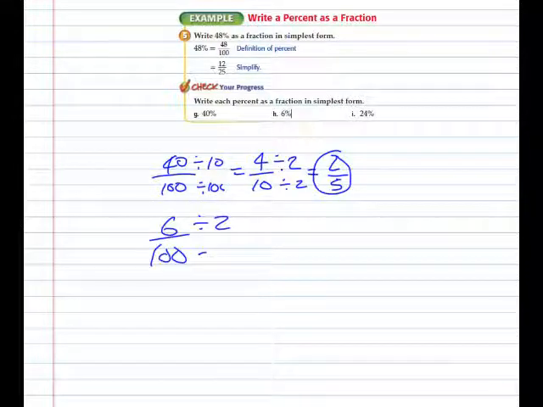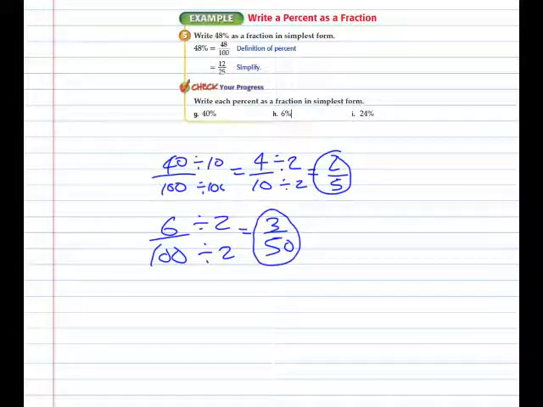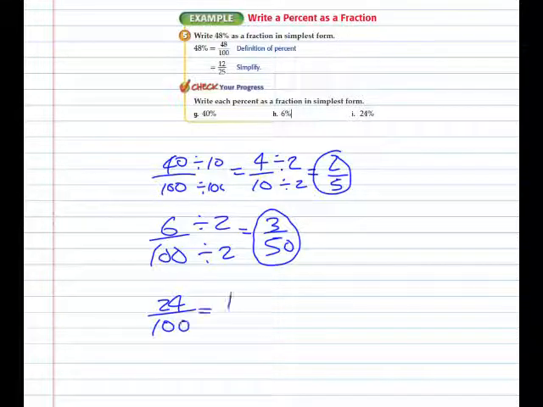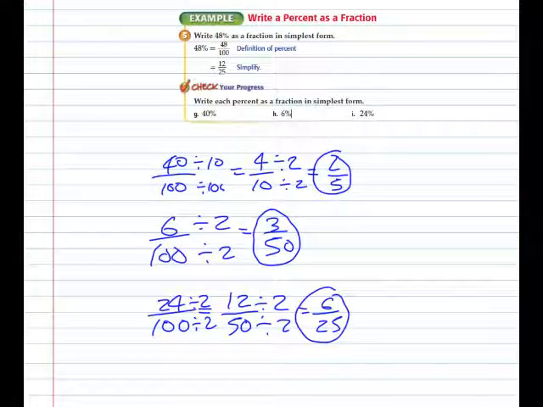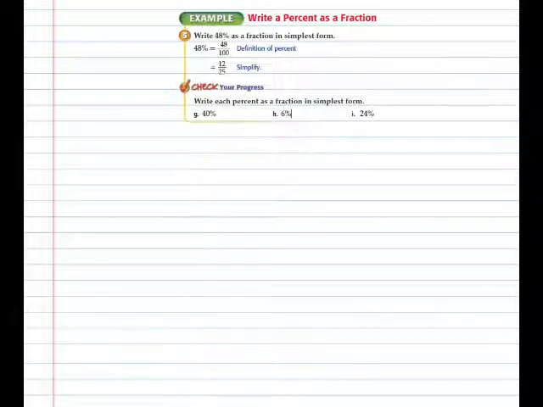6%, 6 out of 100. I can divide both of those by 2. Gives me 3 over 50. 3 and 50 have no common factors other than 1, so my answer is 3 over 50. Example I, 24 out of 100, 24% is 24 out of 100. Divide both by 2, numerator and denominator, gives me 12 over 50. I can see that I can again divide by 2, gives me 6 over 25, which is my answer in simplest form, because 6 and 25 have no common factors other than 1.